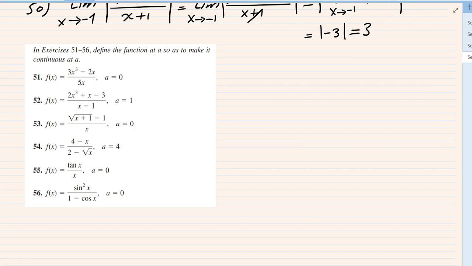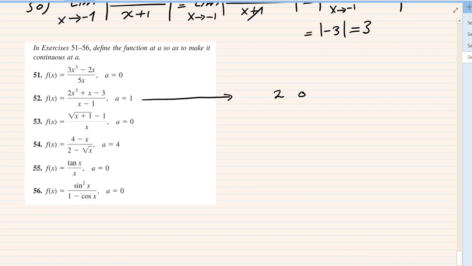I want to do 52, but in number 52, this thing is probably factorable. Okay, number 52. First, let me factor this one. I'm going to use synthetic division. I'm trying to find factors of 2x cubed plus x minus 1. So I'm going to go 2, 0, 1, negative 3. Remember this work, everyone, from your pre-calculus class.